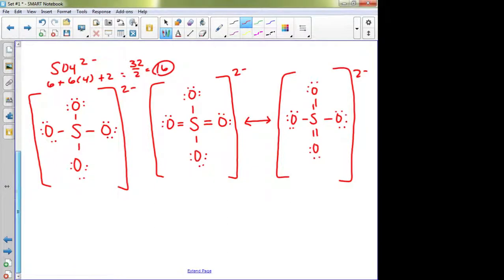All right, so now let's see. Which way is the better way to draw it? The first way that we drew it, or is it better to draw it using the two resonance structures? So to do that, we've got to do formal charge. Okay, so let's start with oxygen. Since all of these oxygens are the same, we just have to pick one. Okay, so I'm going to do this one right here.